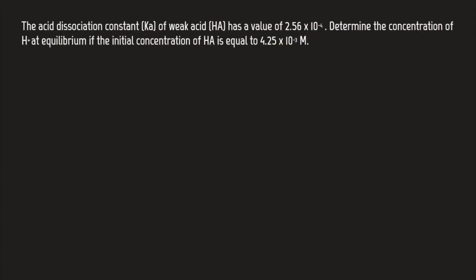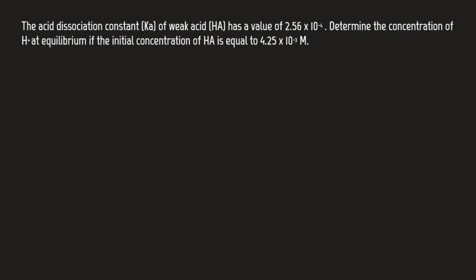Let's move on to question number 4. The acid dissociation constant of a weak acid has a value of 2.56 times 10 to the power of negative 4. Determine the concentration of H plus at equilibrium if the initial concentration of HA is equivalent to 4.25 times 10 to the power of negative 3 molar.